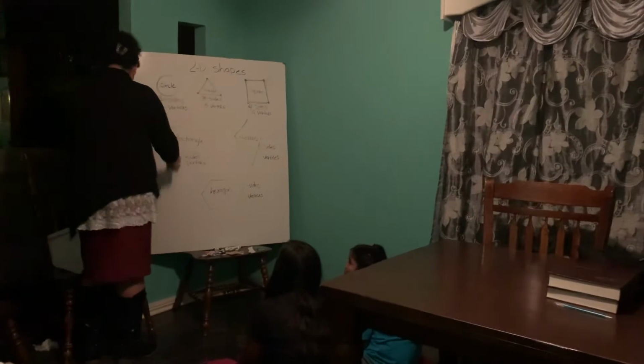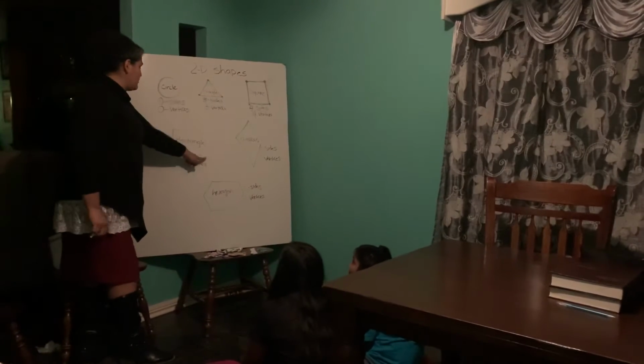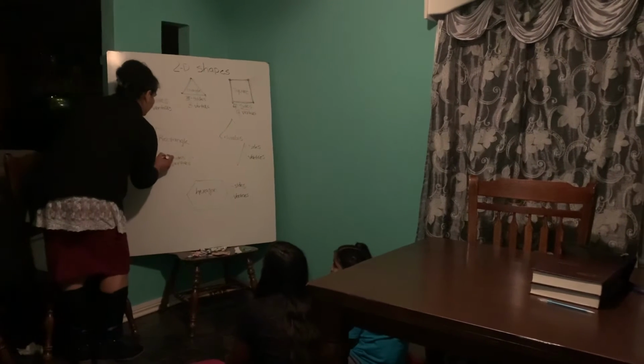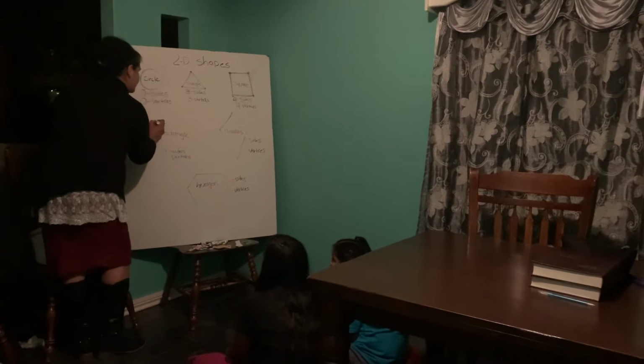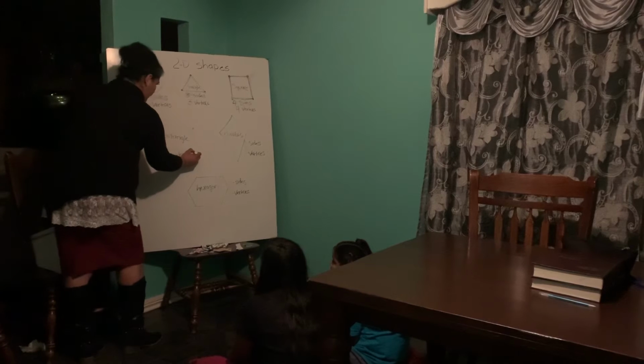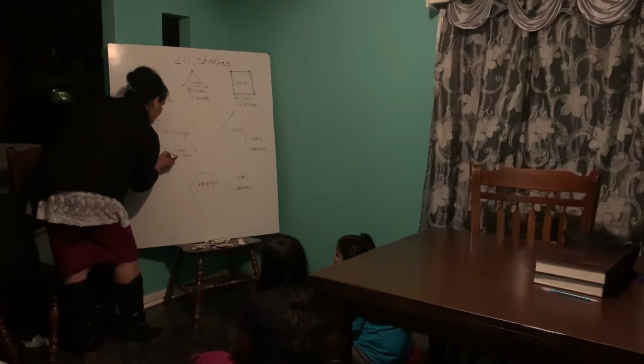Okay, how about the rectangle? How many sides do we have in the rectangle? 4. 4 sides. Very good. How many vertices? 4. Very good.